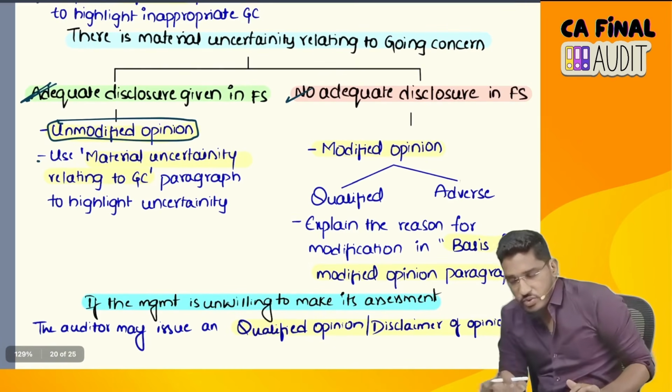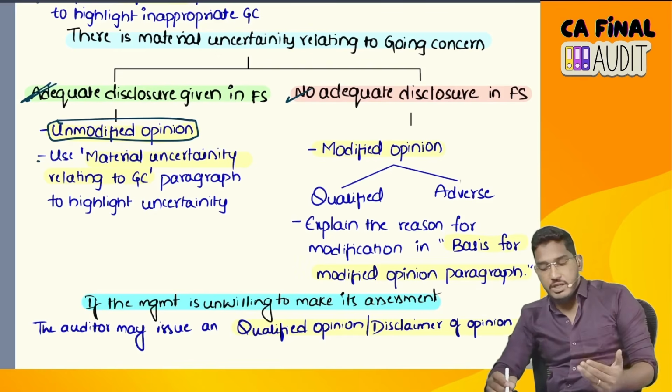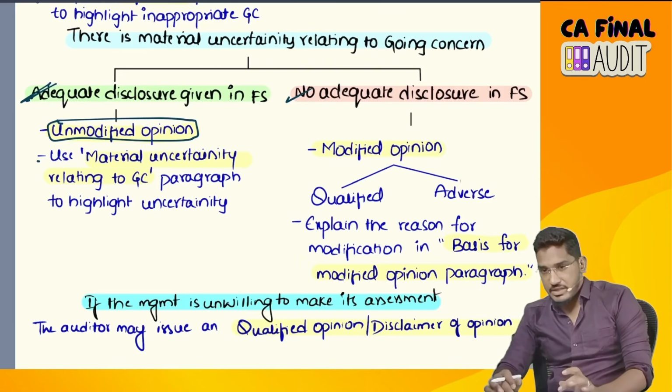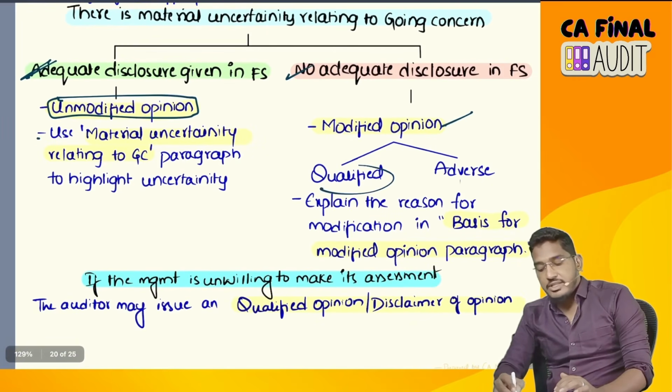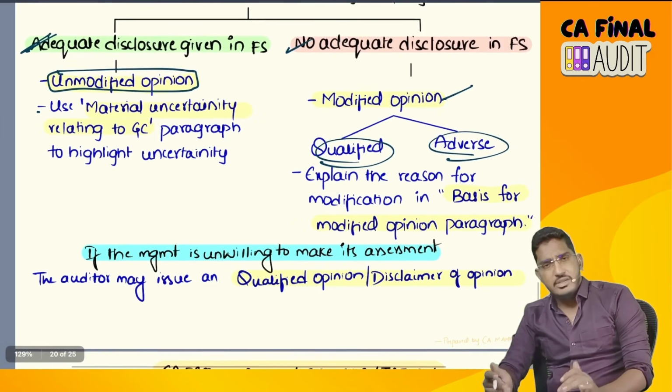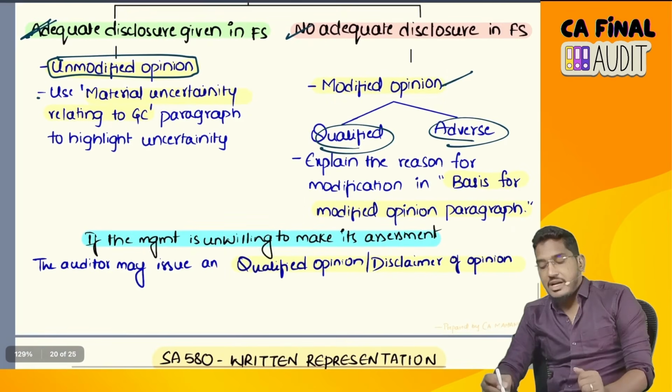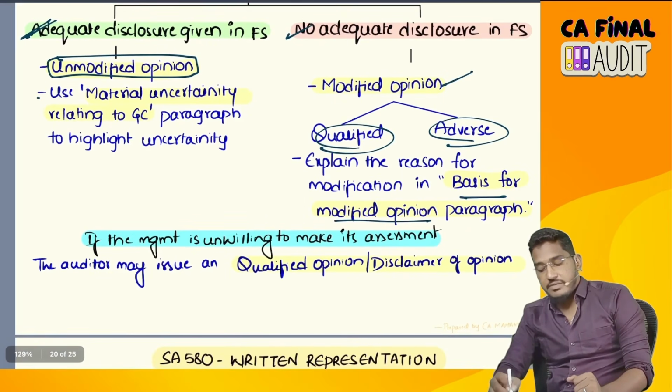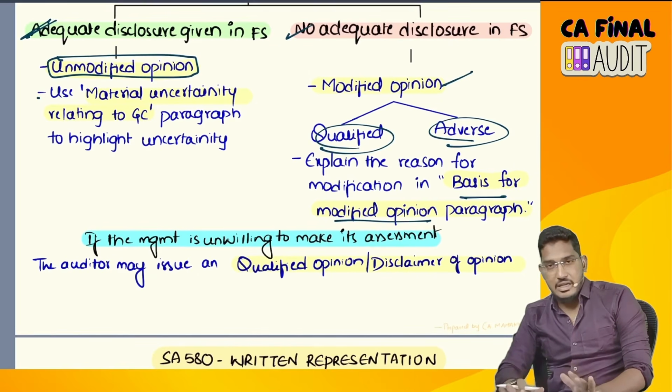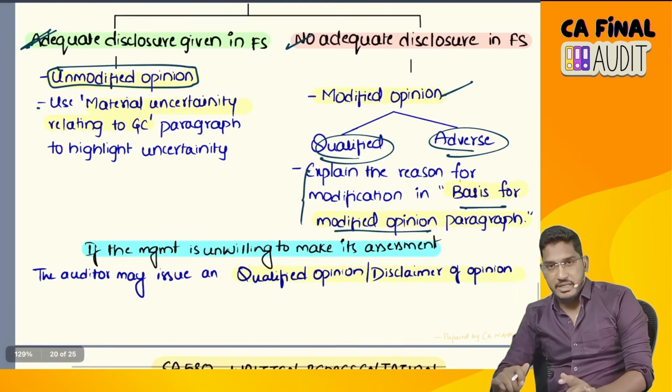Next, sir, what if there is no adequate disclosure? So here, straightforward, if there is no adequate disclosure, in that case financial statements are misleading, you have to give a modified opinion. And what kind of modification? Either qualified or adverse, depending on materiality and pervasiveness. And the reason anyhow you will explain in the basis for modified opinion paragraph. In this case, there is no requirement to use the material uncertainty relating to going concern paragraph, because the reason anyhow you are explaining it in the basis for modified opinion paragraph.